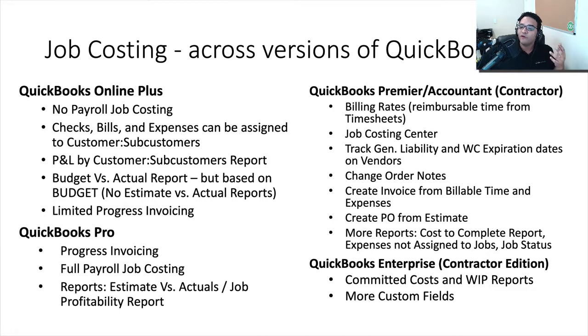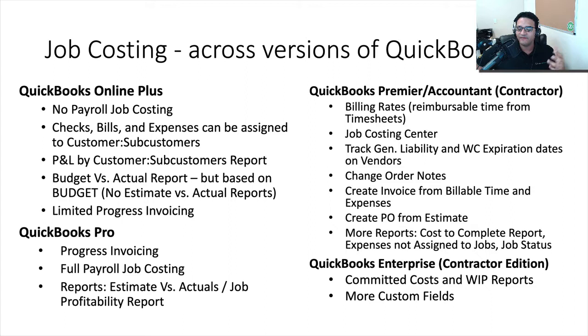Then when we move over to the right side, QuickBooks Premier or Accountant Edition, which has, quote, a contractor mode, there are a couple of really important features that pertain to construction companies and contractors. One, you can have billing rates, which means you can have different vendors at different billing rates. So when they charge you for their time and you turn around and bill that to your customer, you can pre-program that rate to be different depending on who was the vendor that did the work.